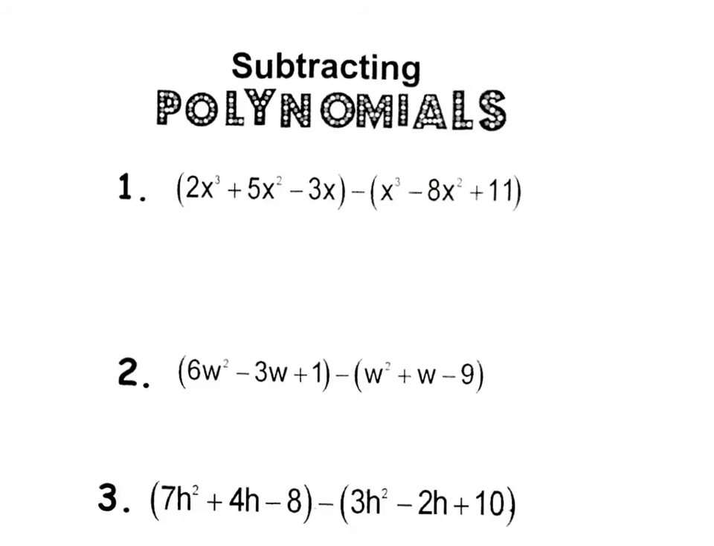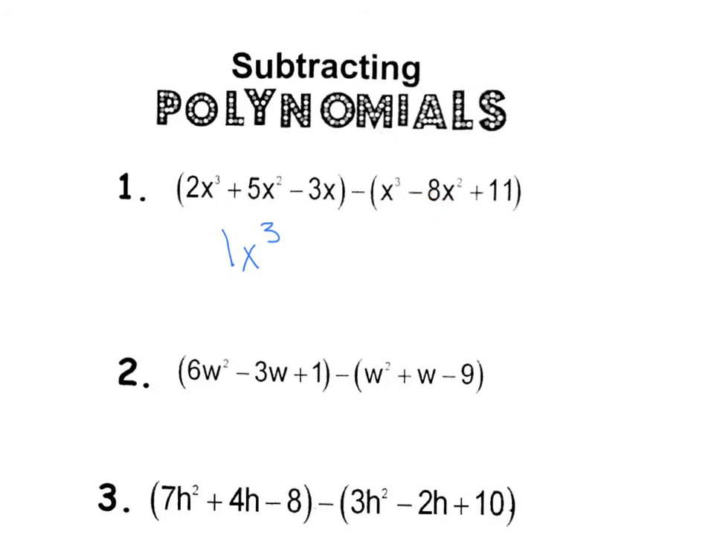So when we do this problem, we still have to remember to go and hit the sign in between and then go to the like term. So here, bounce, and inside here. So the 2x to the third and the x to the third is 2x to the third minus x to the third, which is 1x to the third. Now the squareds, 5x squared minus negative 8x squared.